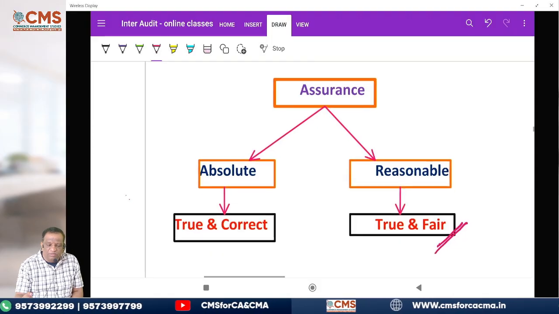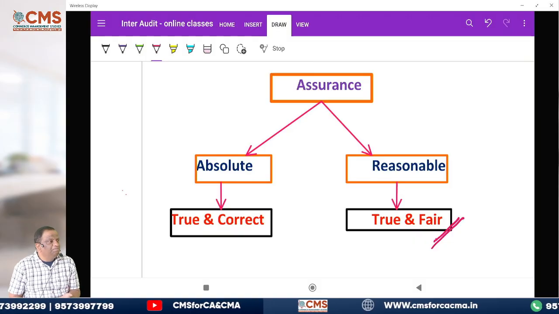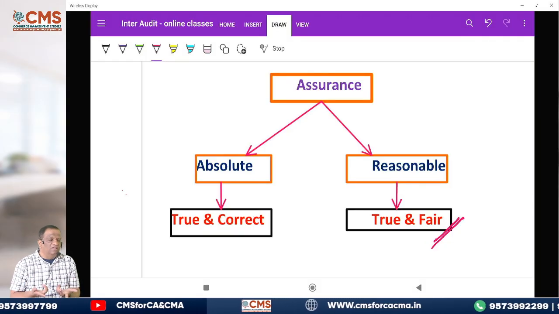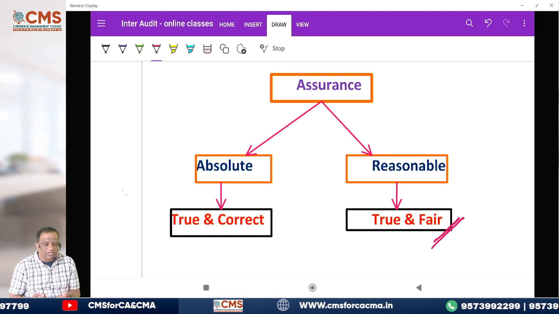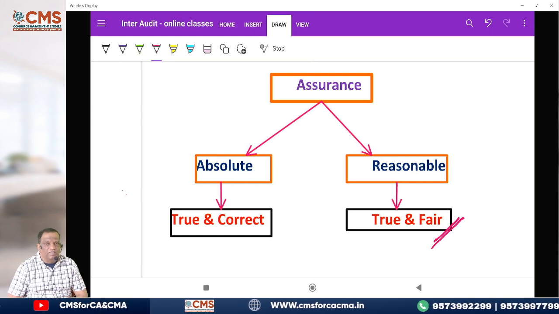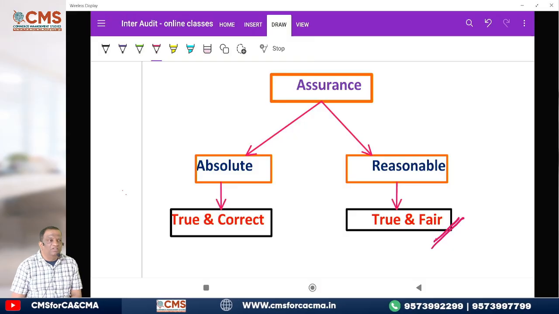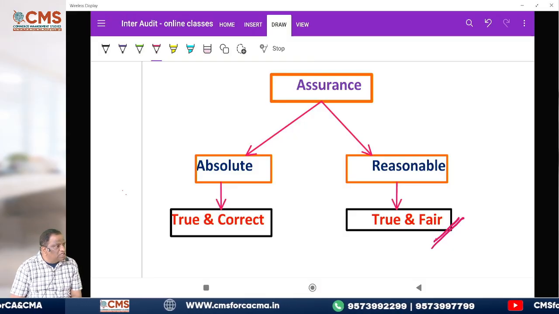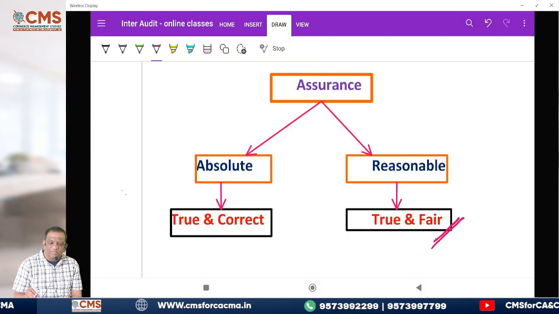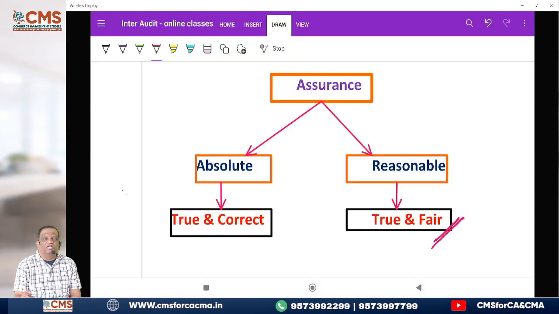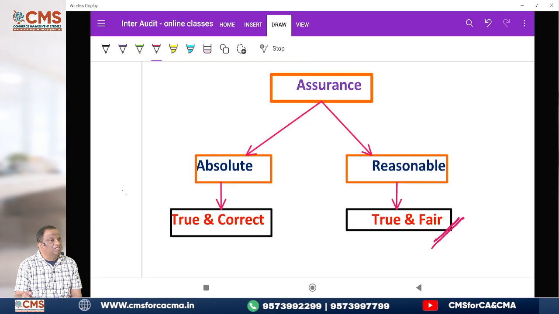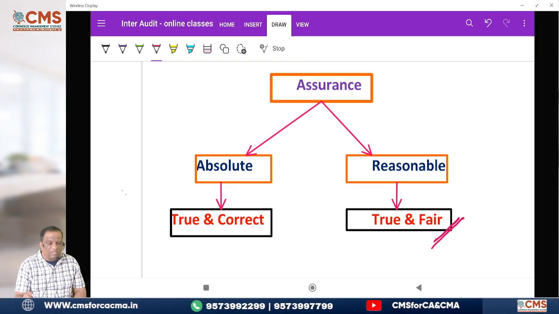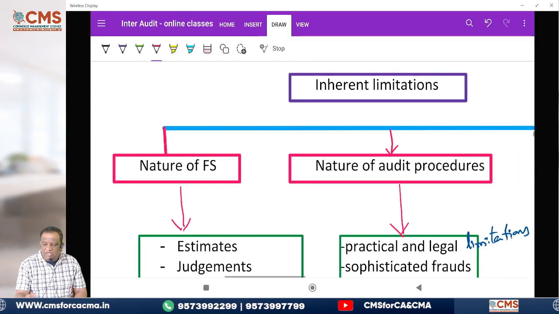Now, I want you to repeat. What are the 2 types of assurance? Absolute assurance and reasonable assurance. Now, think logically, or since it's a revision, I take the liberty to ask. Who would be giving absolute assurance? An investigator would be giving absolute assurance. Whereas as an auditor, I will be able to give only reasonable assurance. That is where this topic comes from. Why can't the auditor give like an investigator? Why is he giving only true and fair? Why can't he give true and correct? That is what we talk about as inherent limitations.